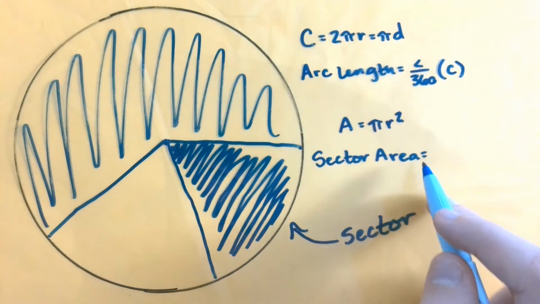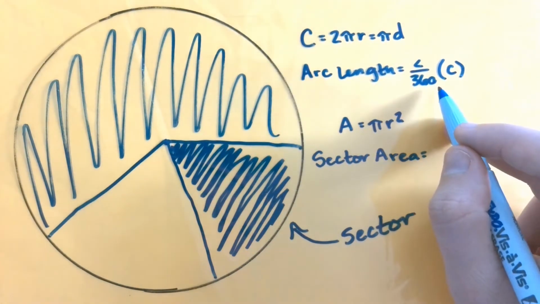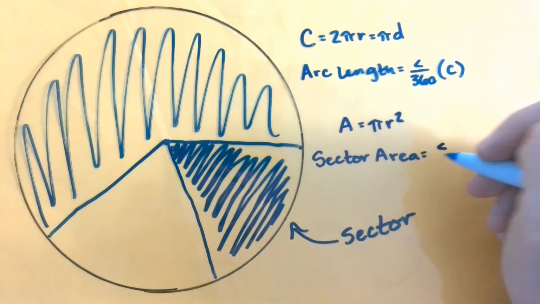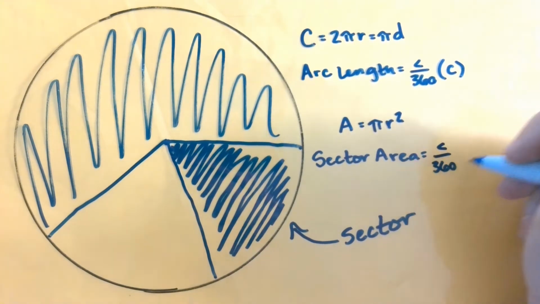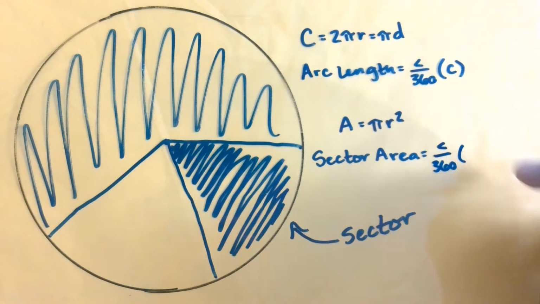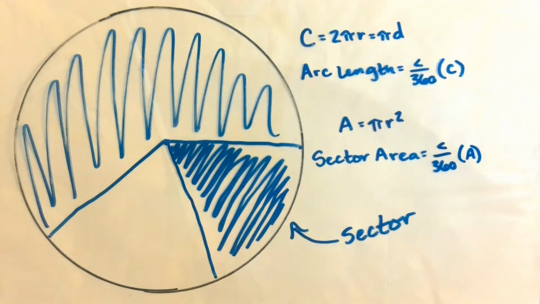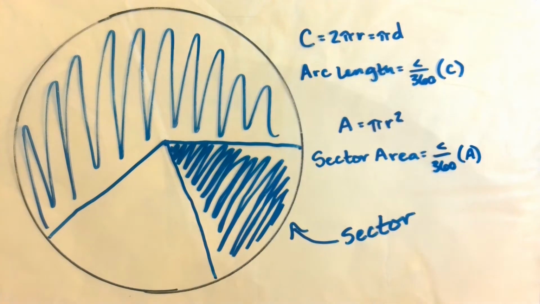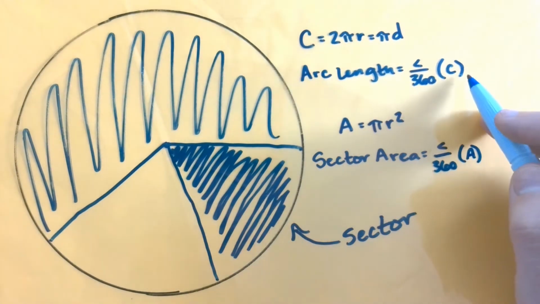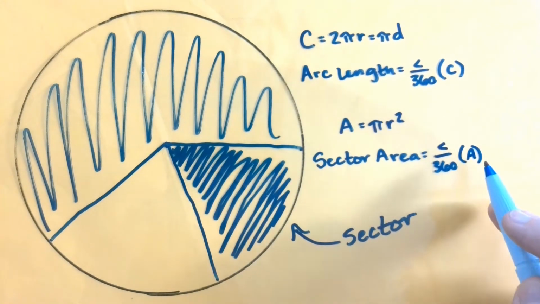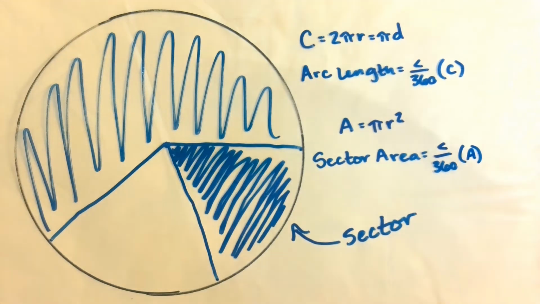So our formula for sector area, we're going to write it like we did arc length, that angle over 360. But instead of taking a fraction of the circumference, we want to take a fraction of the area. So where our first step for finding arc length was always finding the circumference first, now we're going to find the area first so that we can take the fraction of it that we want.